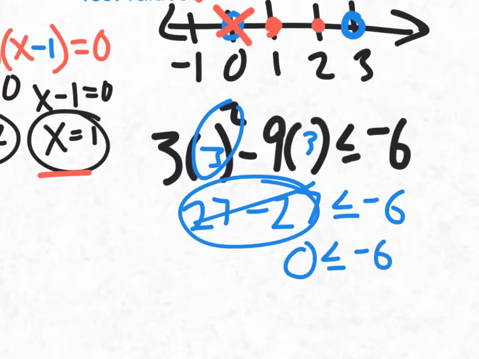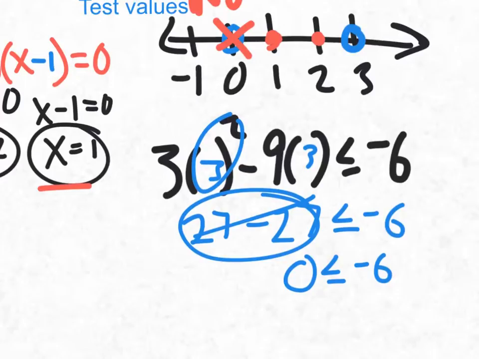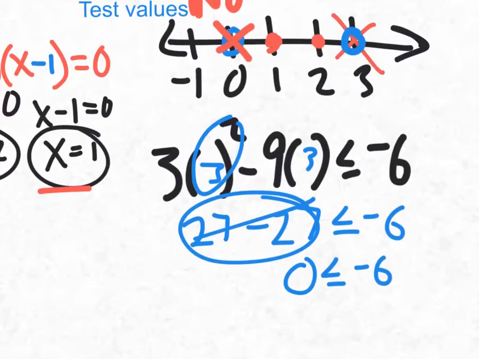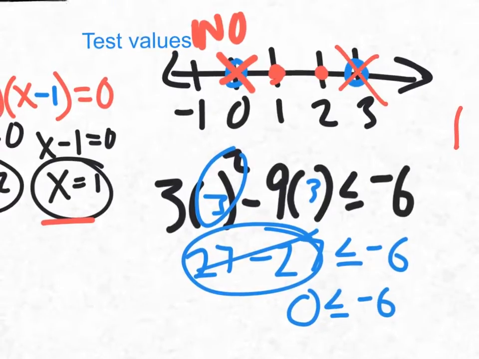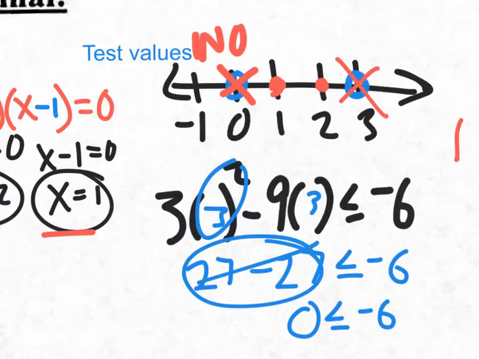0 is not less than any negative number. So what could we say? That this answer 3 does not work either. So up on my number line, this one did not work either. So my answers must be in between these two values.